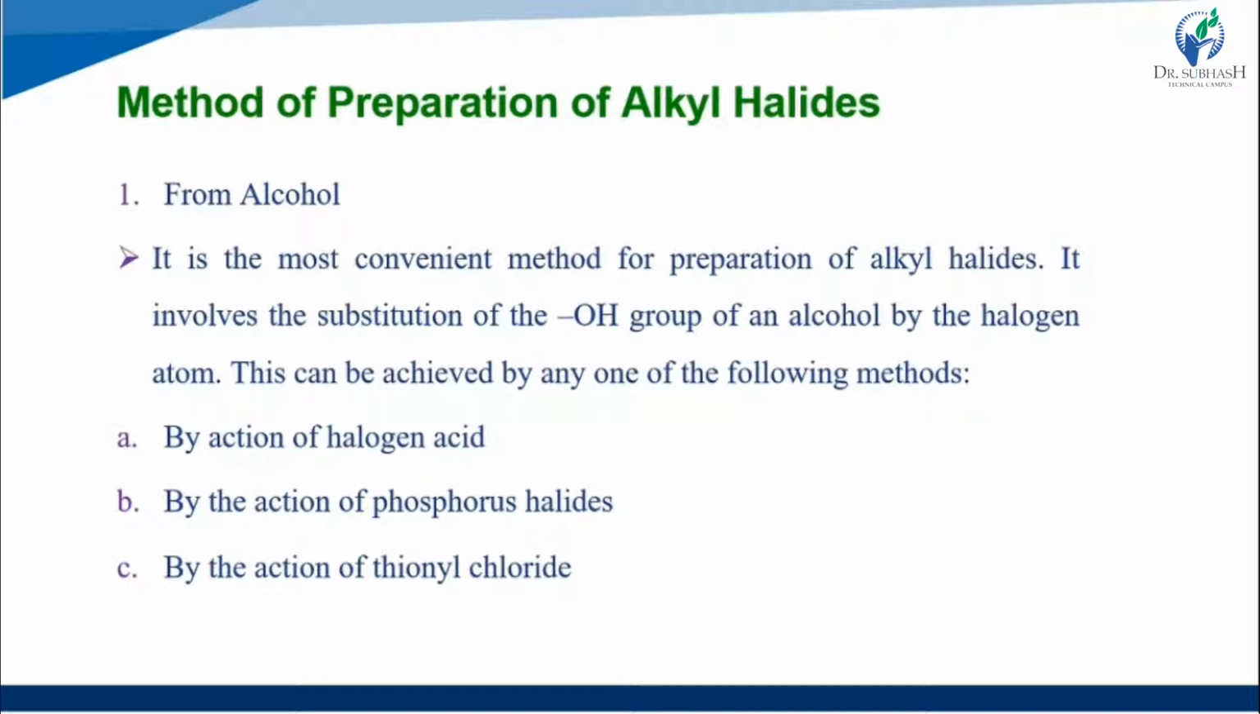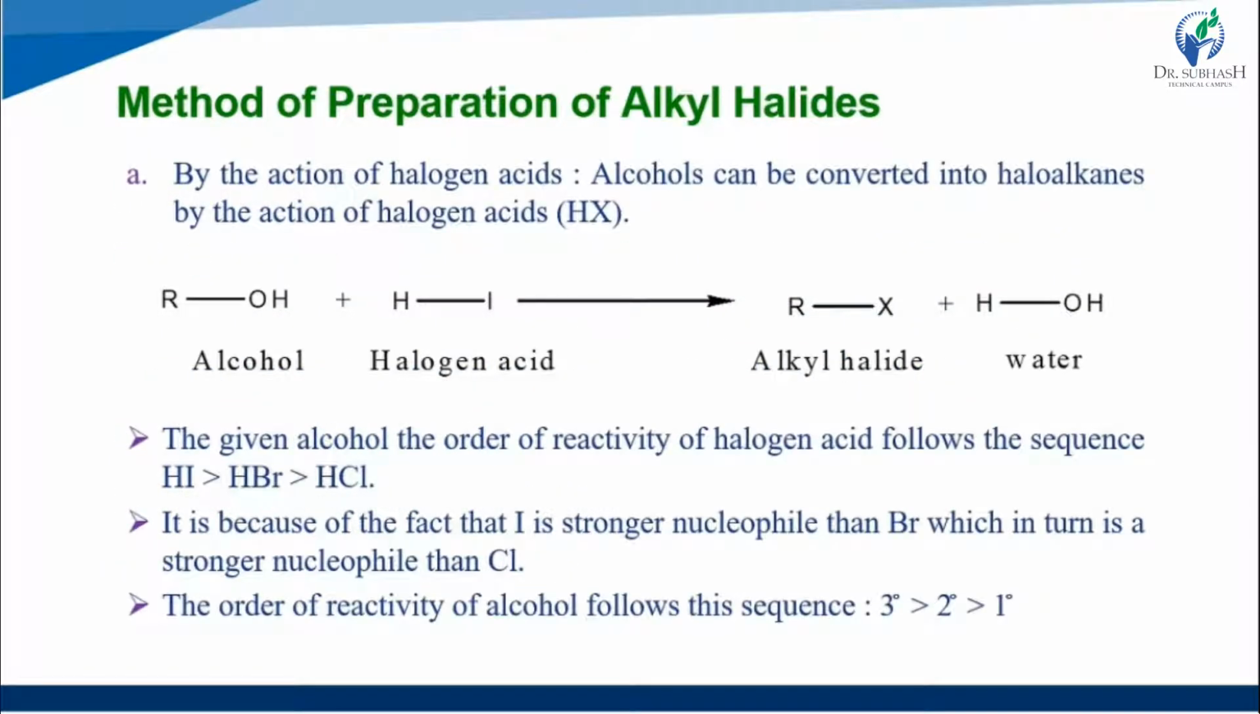This can be achieved by any one of the following methods. Here there are three methods: by action of halogen acid, by action of phosphorus halides, and by action of thionyl chloride. The first one is by action of halogen acid. Alcohol can be converted into haloalkane by the action of halogen acid, that is HX. Halogen acid means HX. This is a general reaction.